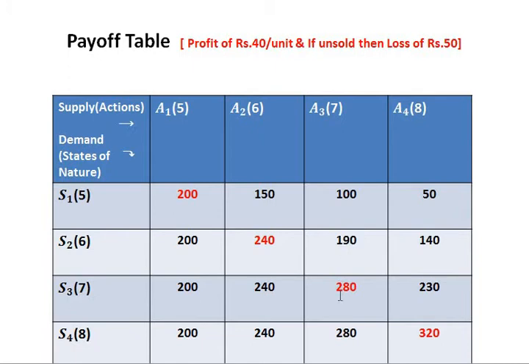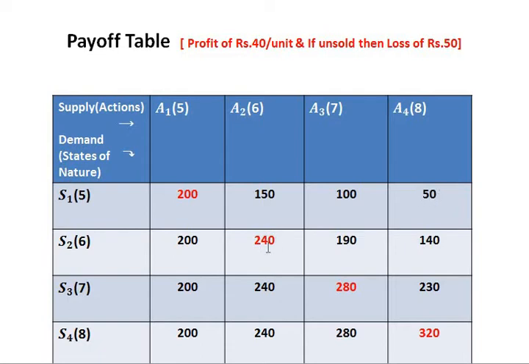Now in this case what happened? 7 units, 7 customers, so 7 into 40, profit will be 280, and the same will repeat in the case of 8 customers, 280. Now come over here. He purchased 8 units, but his customers are 5, so his profit is 200. So the loss of 3 unsold units, 50, 50, 50, is 150 loss. So 200 minus 150 loss, his actual profit will be only 50.